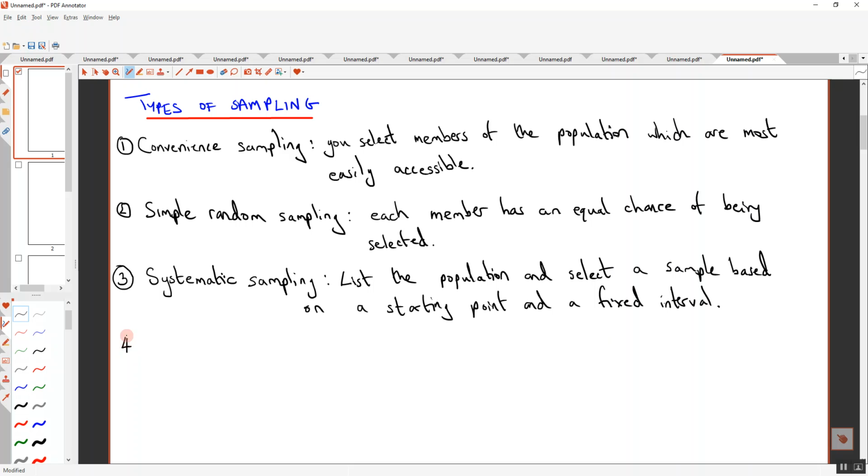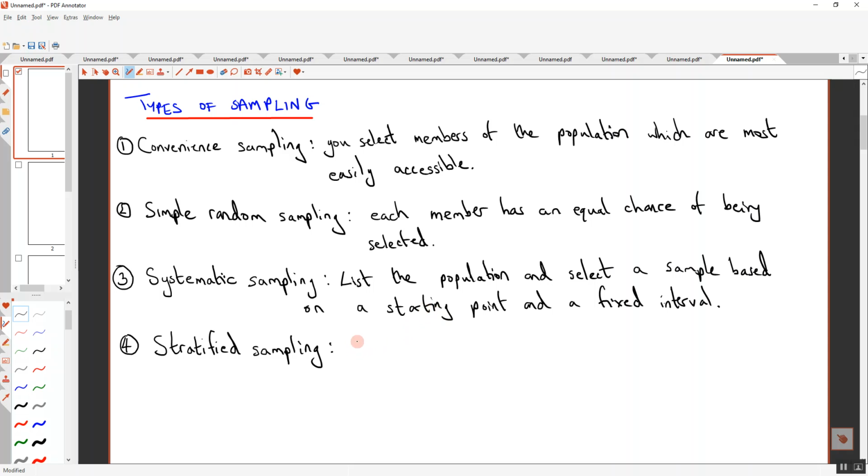All right, the fourth one. From what I've seen of the past paper questions, this seems to be the preferred one to ask about, stratified. So if in doubt on the exam, if you're panicking or running out of time and they ask you what type of sampling it is, go for stratified, but only if it's in doubt and you're running out of time.